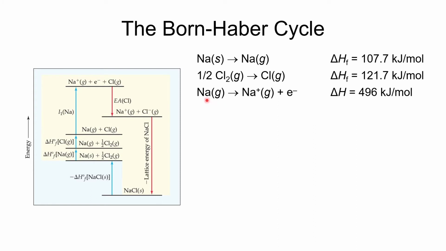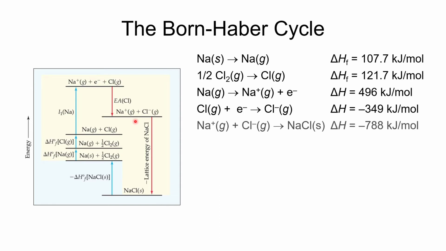All right, and then here, this is the ionization energy right there. And it's also endothermic. That's the ionization energy for sodium. And as you recall from chapter 7, that was 496 kilojoules per mole. And then for chlorine, the electron affinity is this one. We give 1 mole of electrons to that, and we will get negative 349, so it comes down in energy. And then our final one is actually the opposite of the lattice energy. And remember, when you change the direction of a reaction, you change the sign. So here, we're going to get the negative of the lattice energy, and we'll get negative 788 kilojoules per mole.